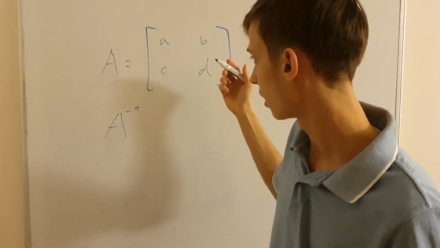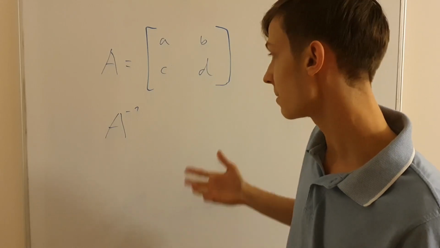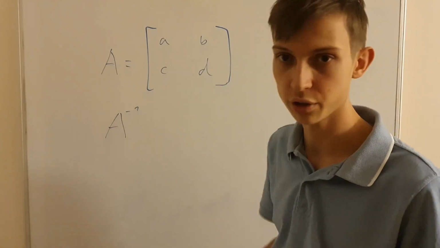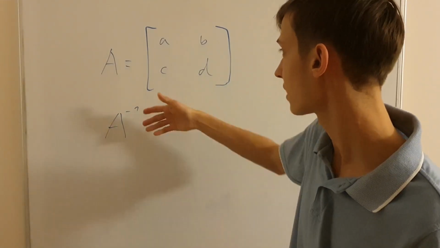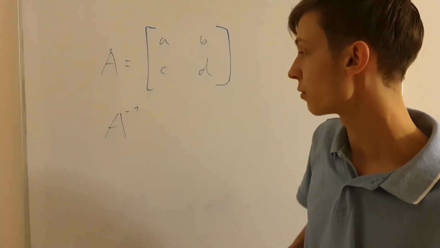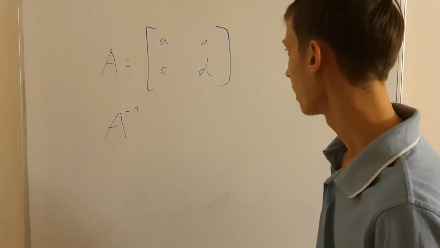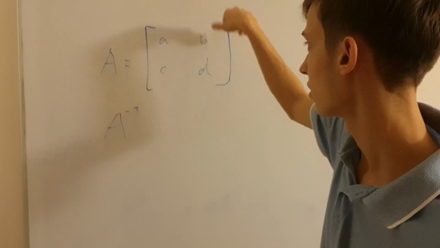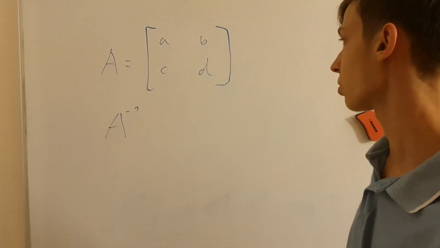It is the same kind of notation as with numbers, but of course taking the inverse of a matrix is slightly more complicated. Although with this simpler 2 by 2 one, it's quite fast. So let's get into it.